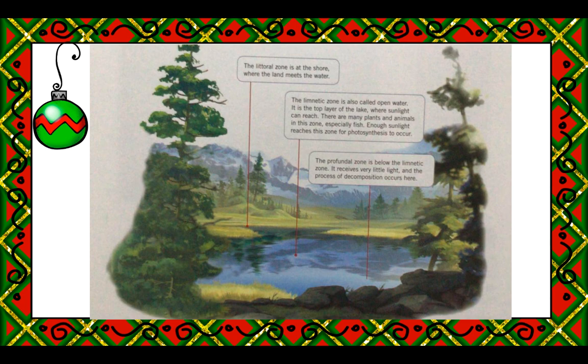The littoral zone is at the shore, where the land meets the water. The limnetic zone is also called open water. It is the top layer of the lake where sunlight can reach. There are many plants and animals in this zone, especially fish. Enough sunlight reaches this zone for photosynthesis to occur. The profundal zone is below the limnetic zone. It receives very little light and the process of decomposition occurs here.